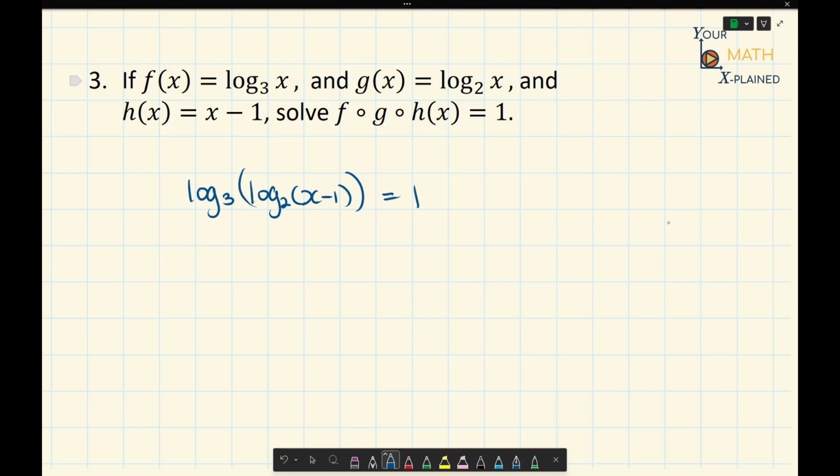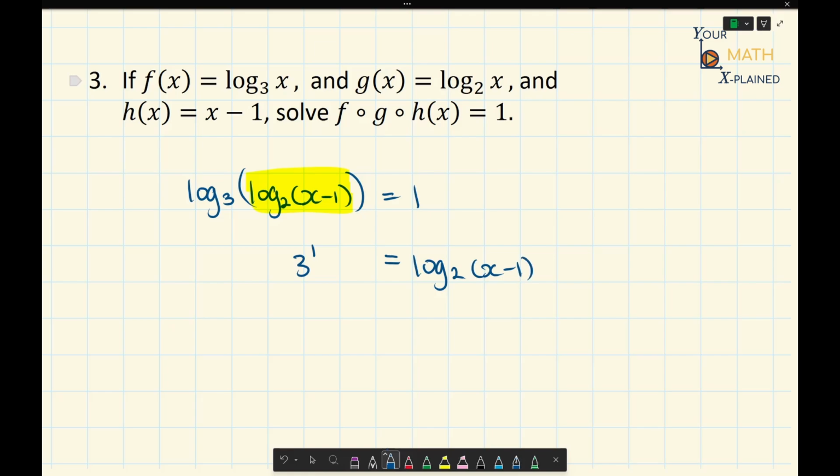So notice how we have a log inside a log, which means you're going to need to use the definition of a log 2 times. For the first one, we're treating this entire thing as the input. So using the definition of a log, we're going to get 3 to the power of 1 is equal to log base 2 of x minus 1.